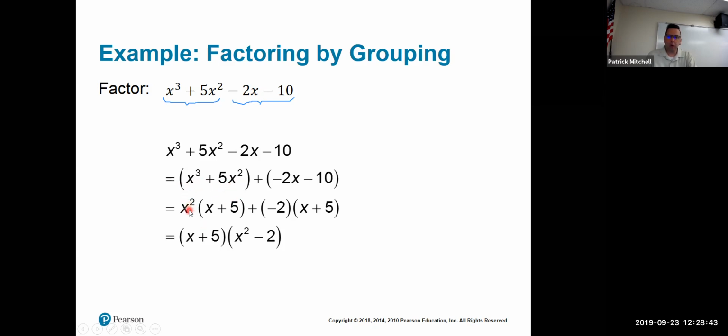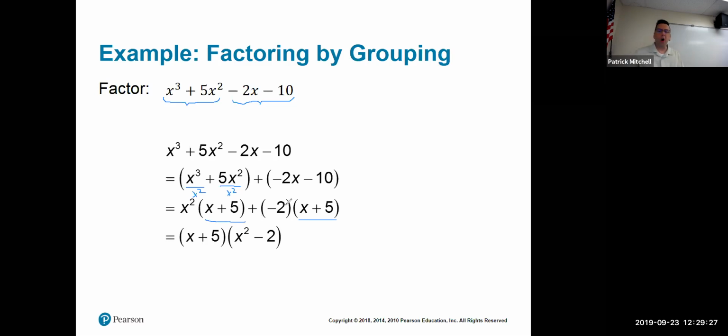After you pull out the x squared, you are left with x plus 5, right? Remember that thought bubble. If you divide this term by x squared, you're left with x. If you divide this term by x squared, you're left with 5. So you pull x squared out of those first 2 terms, and that leaves you x squared times x plus 5. Now I'm going to look at these last 2 terms. If I pull a negative 2 out of the last 2 terms, I am going to be left with x plus 5. Now notice, because this is really important, that these 2 things here are exactly the same.